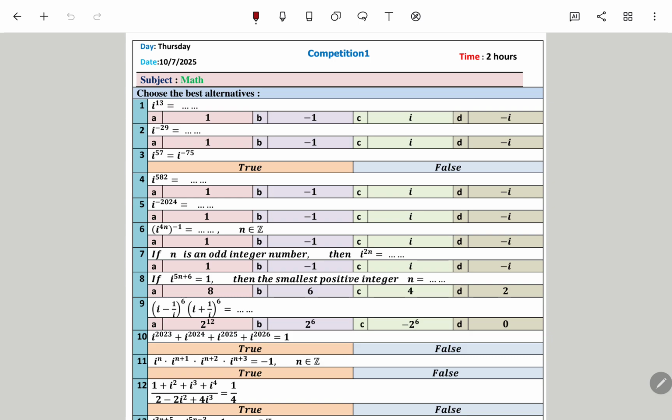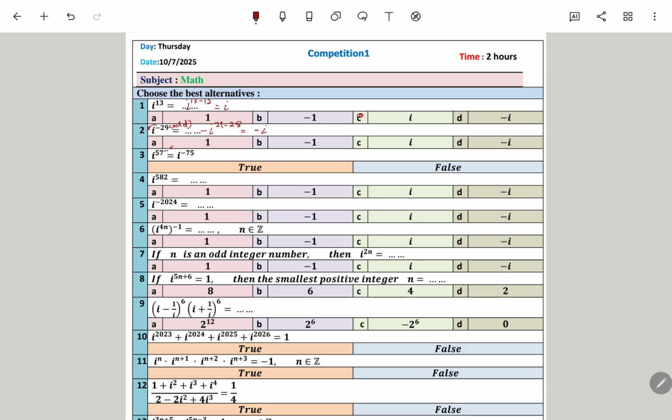Solving competition number one. Number one, i to the power of 13: you can subtract 13 minus 12, which is the closest multiple of 4, to get i to the power of 1. And number 2, because the power is odd, you can take this negative down. And minus 29 minus 28, which is the closest multiple of 4, to give you negative i.